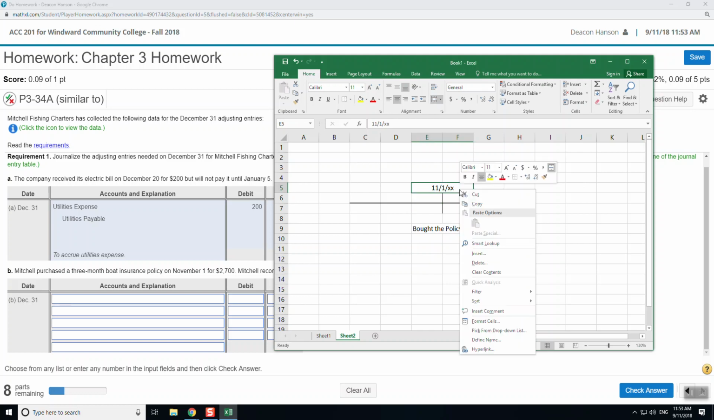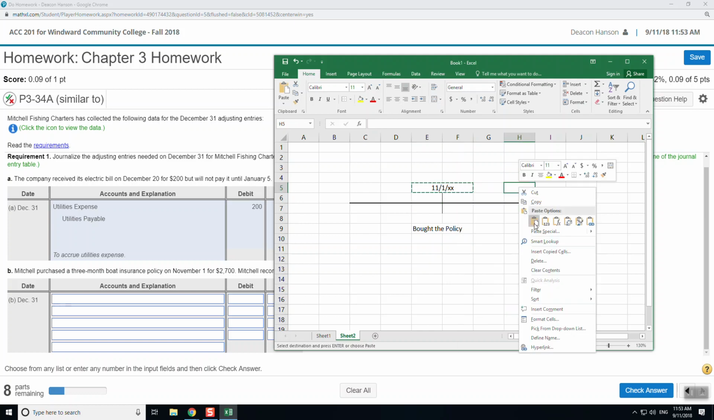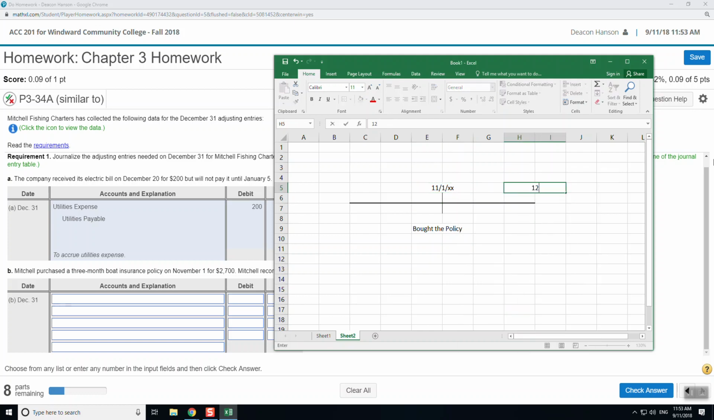Now we're over here at year end, so we're at 12/31. Okay? And we probably have to make an adjusting entry. So if you think about it, when they bought the policy, they paid $2,700.